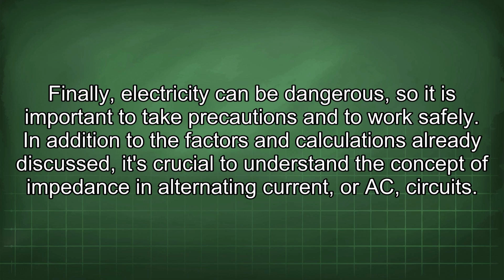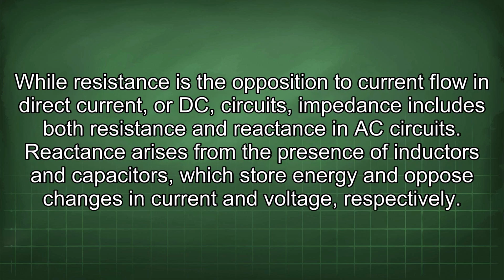In addition to the factors and calculations already discussed, it's crucial to understand the concept of impedance in alternating current, or AC, circuits. While resistance is the opposition to current flow in direct current, or DC, circuits, impedance includes both resistance and reactance in AC circuits. Reactance arises from the presence of inductors and capacitors, which store energy and oppose changes in current and voltage respectively.